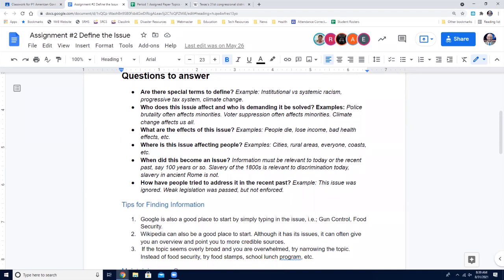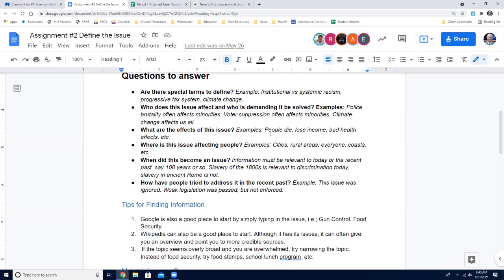Who does this issue affect primarily? And who is demanding that it be solved? Because with any issue, you've got the people who are affected, and you have interest groups who want to see something done about it. So who are the people who are going out and saying this is a big problem?